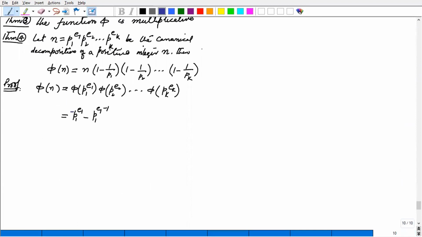So this bracket, then we have p2 to the power e2 minus p2 to the power e2 minus 1, times pk to the power ek minus pk to the power ek minus 1. Okay.